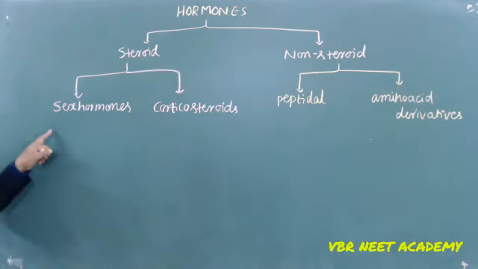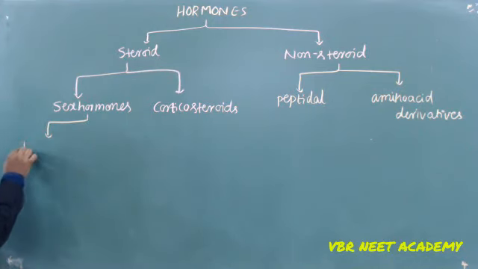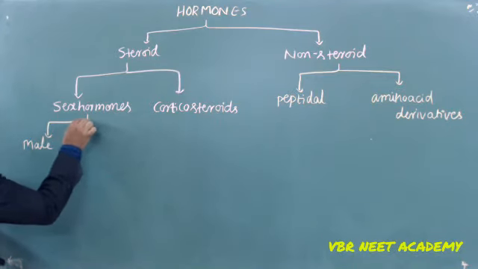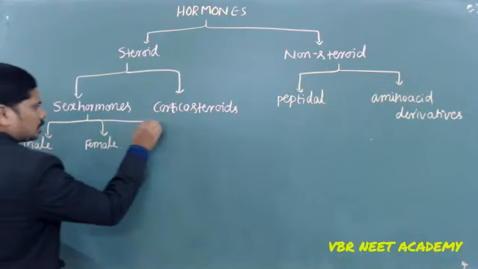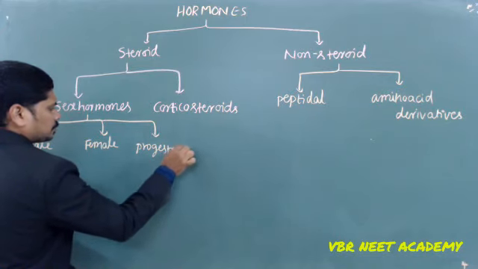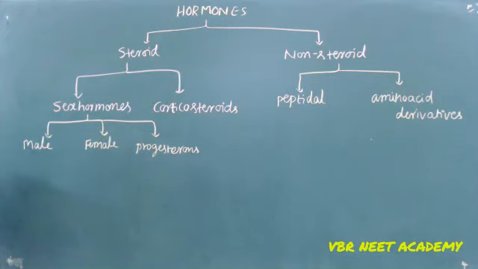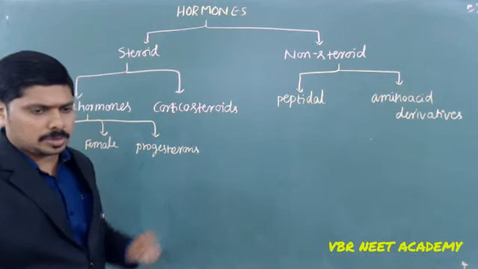So now, what sex hormones are we going to have? The sex hormones are mainly of three types: male sex hormones, female sex hormones, and progesterones. So in total, we have 3 types of sex hormones: male sex hormones, female sex hormones, and progesterones, or we can say pregnancy hormones.